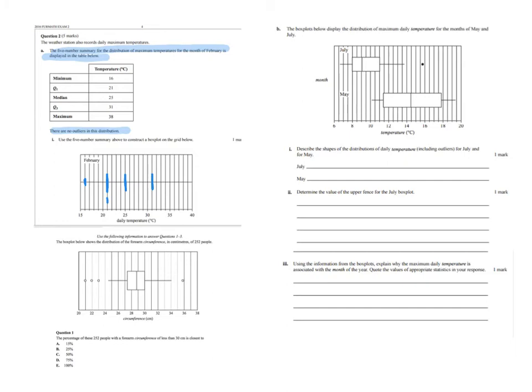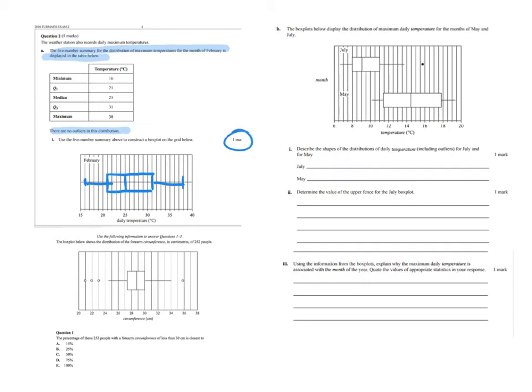And that's because they told me there was no outliers. So I draw those two up, and they're my whiskers. So that's how you would do that. That's a nice, easy 1 mark.